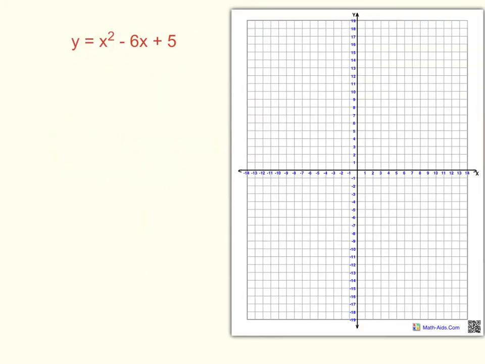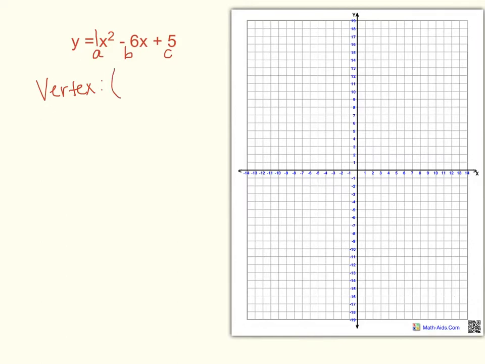So let's take a look at a specific problem. This is standard form right here. So the first thing that you want to do is identify your ABC. So my A is going to be that 1, my B is going to be that -6, and my C is going to be that 5. So the first thing I want to do is find the vertex.